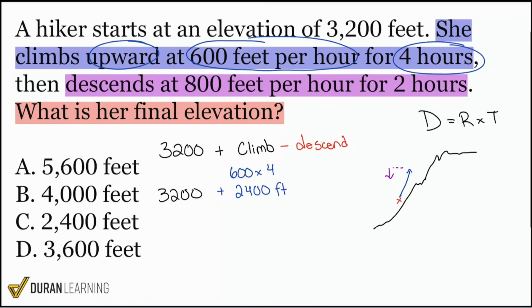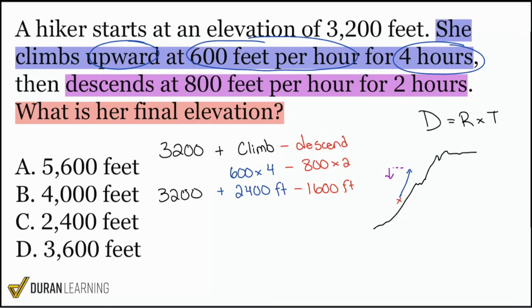So let's figure out what that is. It says our rate is 800 feet per hour, and we do that for 2 hours. So every hour we go down 800 feet. To figure out the total distance, that's just going to be 800 multiplied by 2. So let's go ahead and show that here. 800 multiplied by 2 is going to give us 1,600 feet.